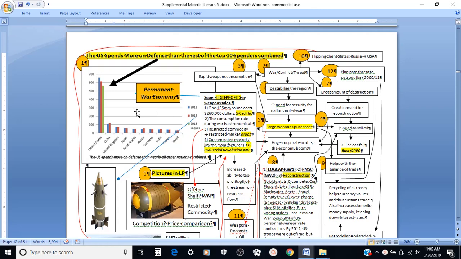Second to us, in a distant second, is China, then Great Britain, then Japan, Saudi Arabia. Russia is behind Saudi Arabia. Germany, India, France, Brazil. So by far, the U.S. spends far more in weapons than anyone else. And what's funny is we worry about the major, scary Russian threat, when they're way down here.